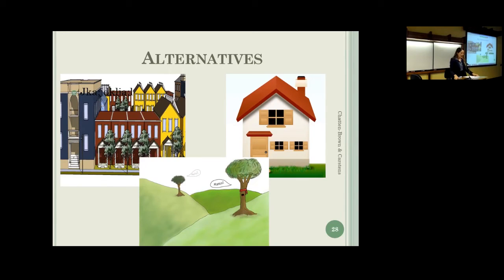CEQA also requires that the alternatives analysis identify the environmentally superior alternative, which alternative is going to have the fewest impacts. And in general, that's going to be the no project alternative. But if that's the case, then the EIR also has to identify the next best alternative, environmentally superior alternative.